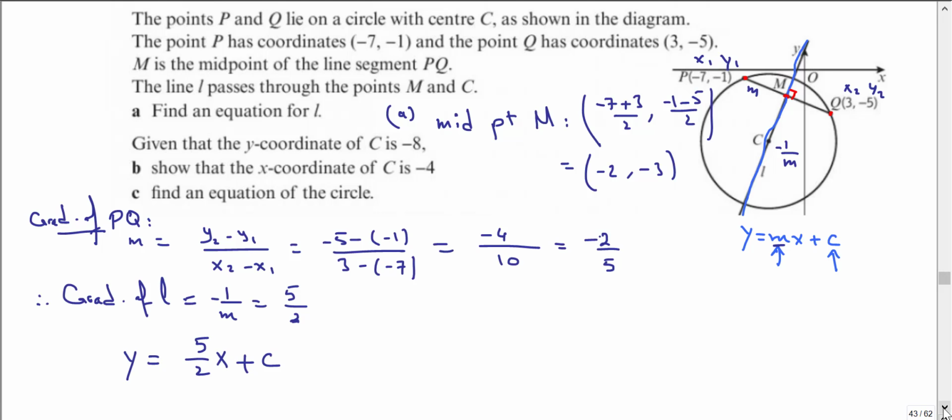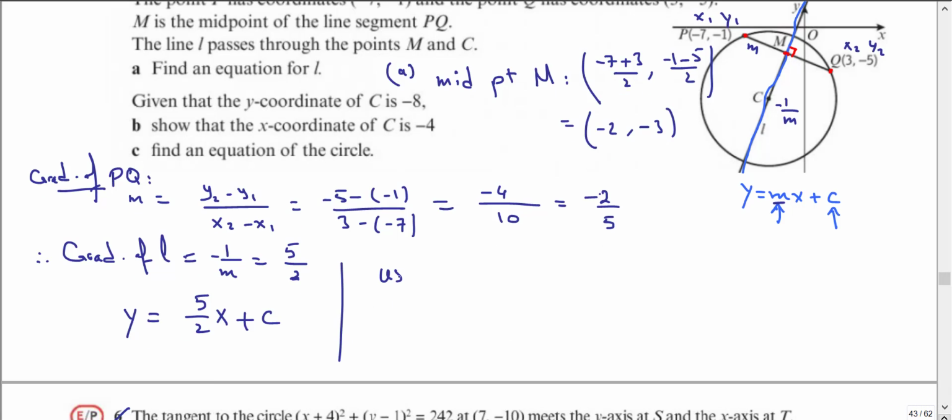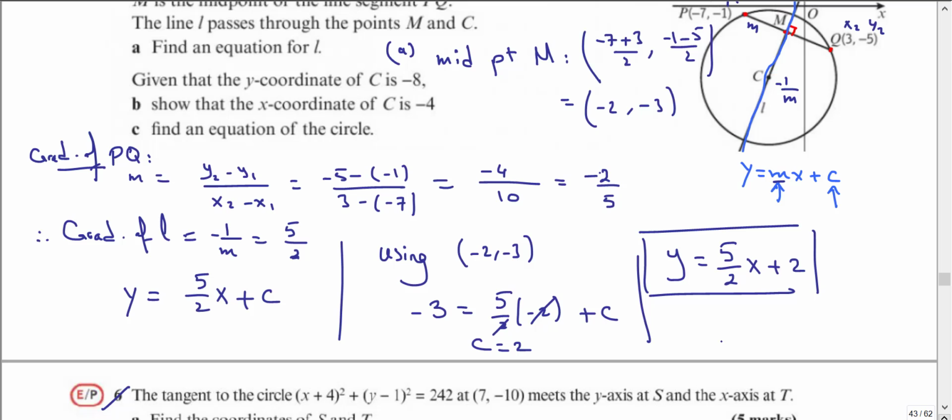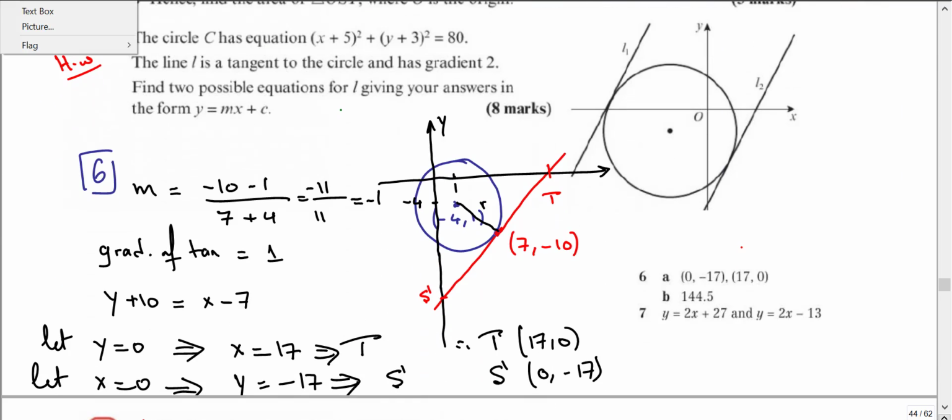We want c. Use the midpoint, using -2 and -3. You substitute back here in the equation of the line. So it's -3 equal 5 over 2 times -2 plus c. This will cancel, negative will go to positive, so c will be 2, and the equation will be y equal 5 over 2 x plus 2. Up till here, any problems? No, sir. Let's continue.